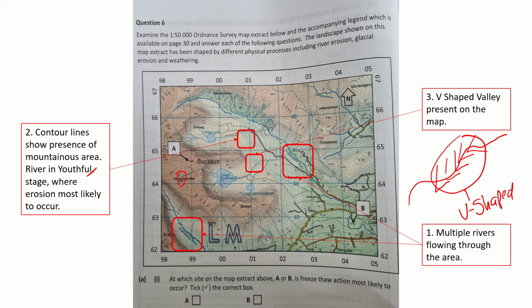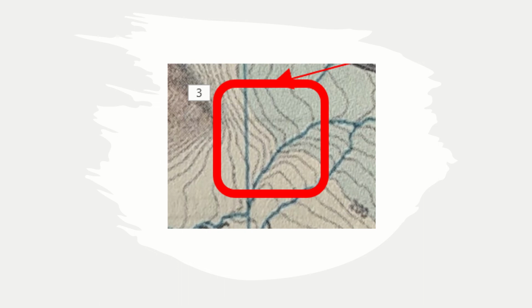The contour lines show the presence of a mountainous area, therefore the river's in its youthful stage. And then we can prove that given the fact that there's a V-shaped valley evident on the map, and it's evident through the V-shaped contour lines as the river flows down the valley. And you can see I've zoomed up on that there, just where you can really see the V shapes of our contour lines as we go.